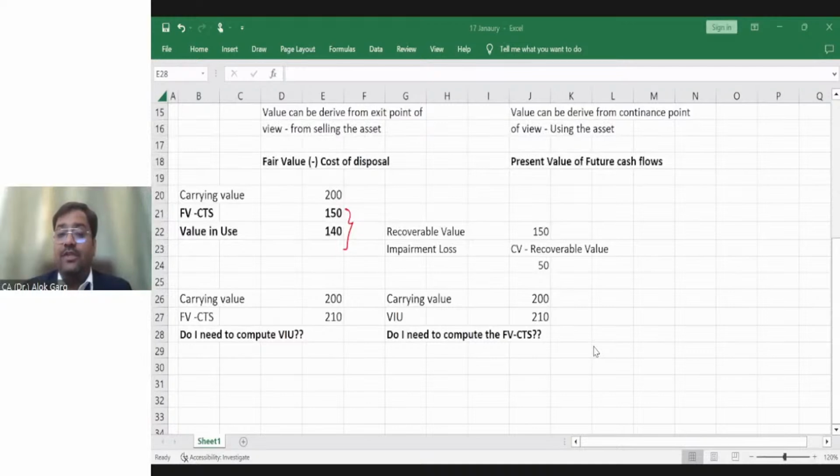Okay. Koshiki, there is no concept of positive impairment. Either there could be impairment or there could not be any impairment, which means you should continue with the carrying value. As simple as that, right?